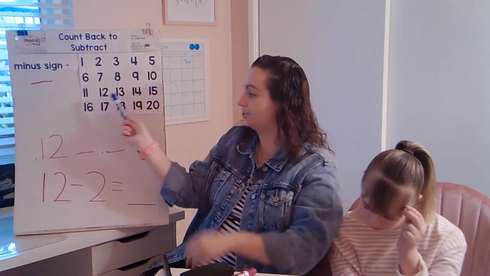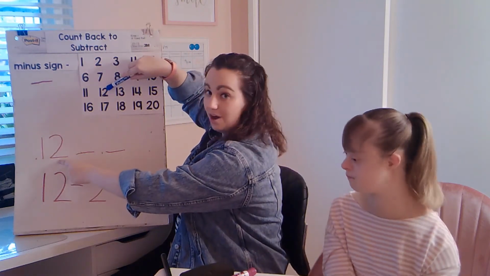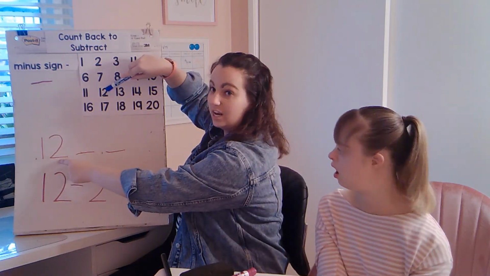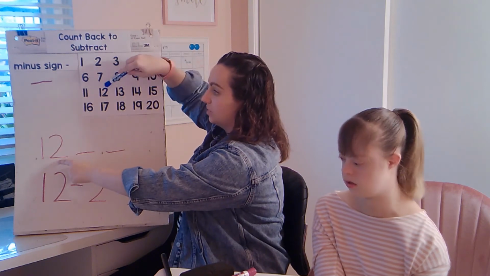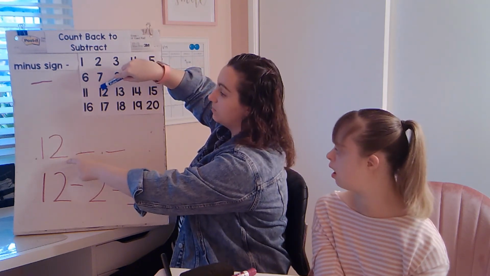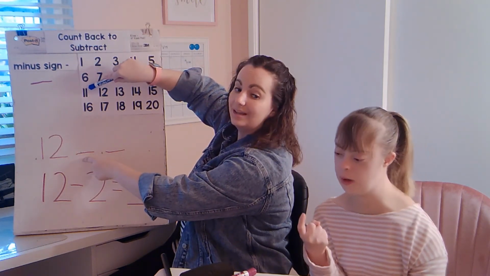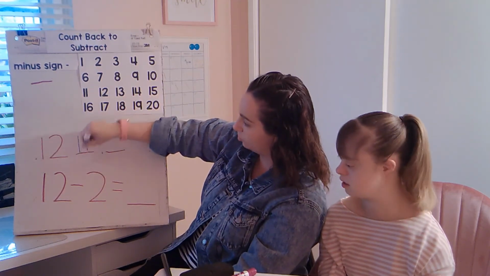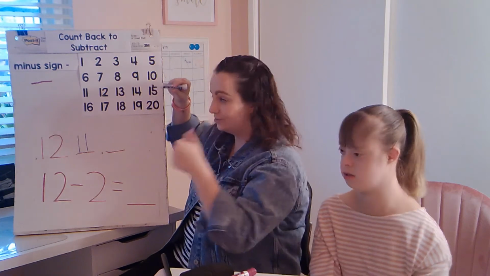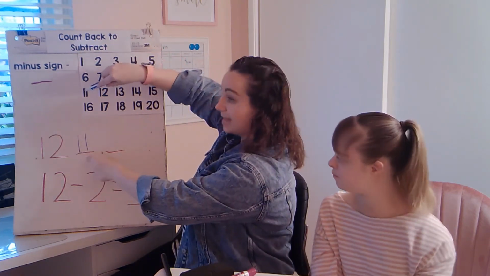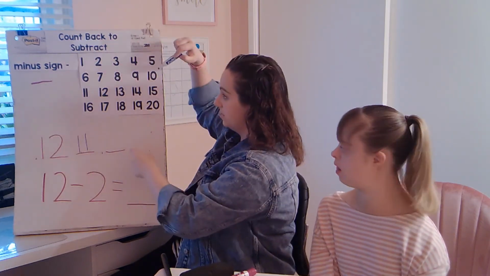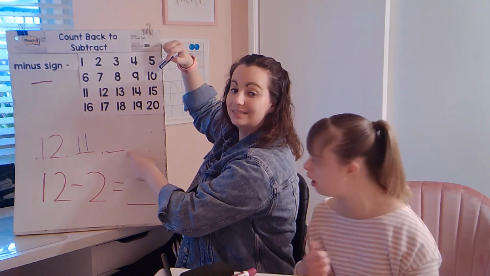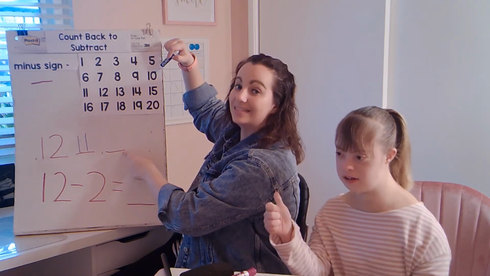Let's go ahead and double check it. We're here at 12. We're going to count back. We can use our tool here to help us. 12. What number came before that? 11. Yes, so I'm going to write 11 here to keep track of it. Great job if that's what you got. 12, 11, and then one more. What number is this? 10.